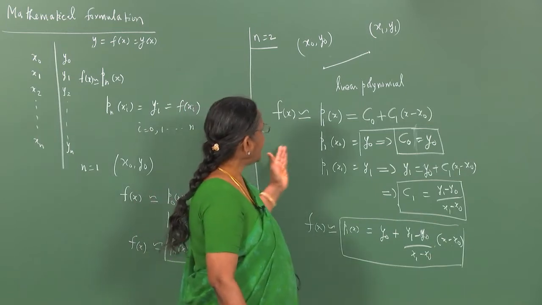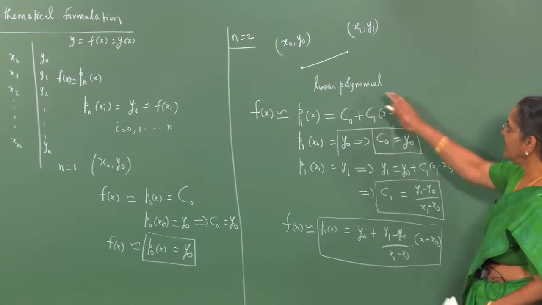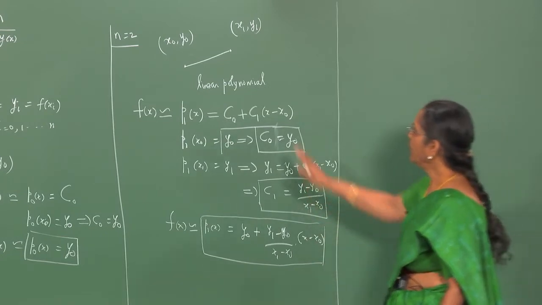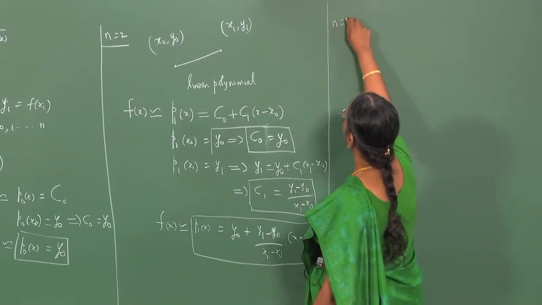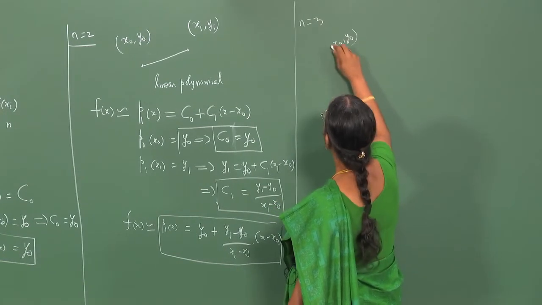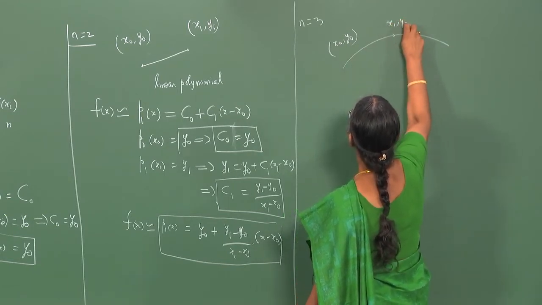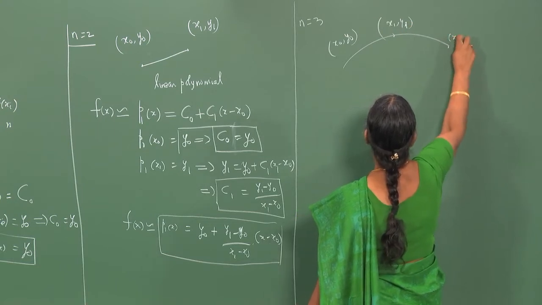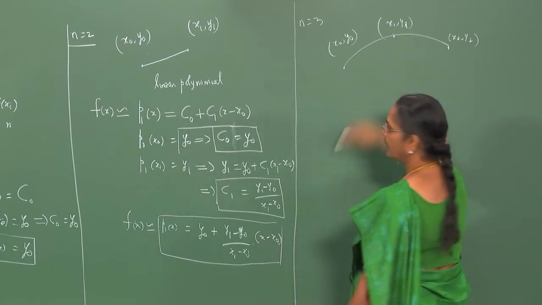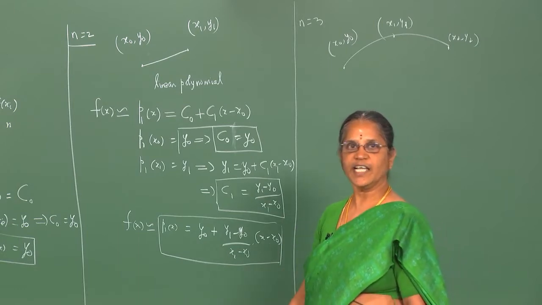So, we see that once we know that the 0th degree polynomial exists, the first degree polynomial can also be constructed and it exists. So, one can continue now by taking n is equal to 3. So, there are 3 points which are given to us, x naught, y naught, say x1, y1 and x2, y2. So, passing through these 3 points, I must have a curve in the xy plane that is going to approximate the function f of x.